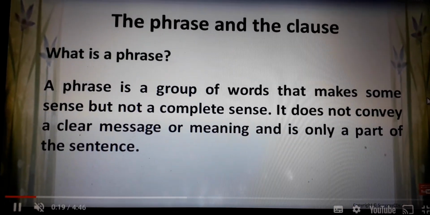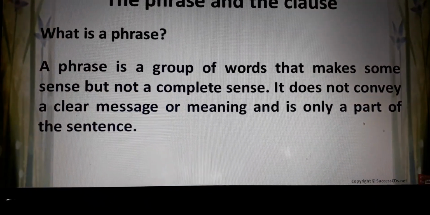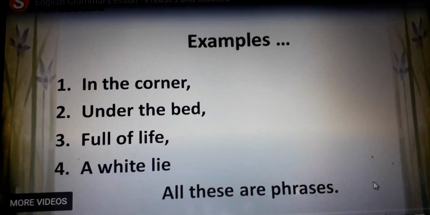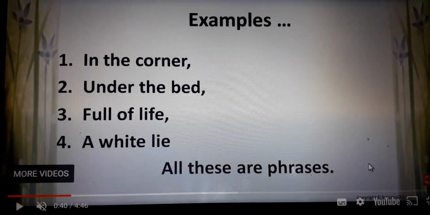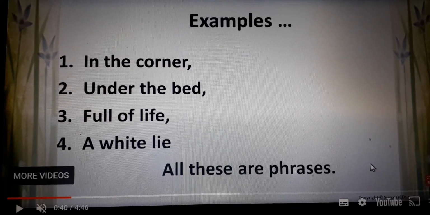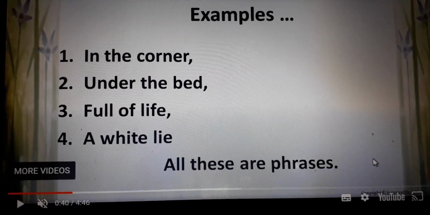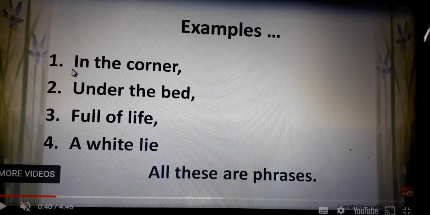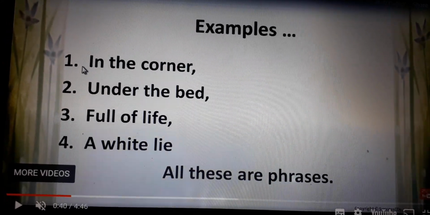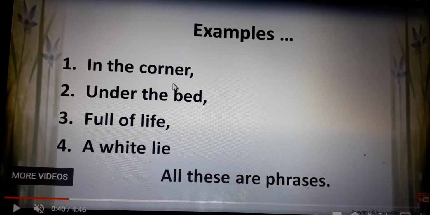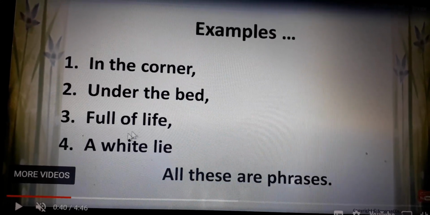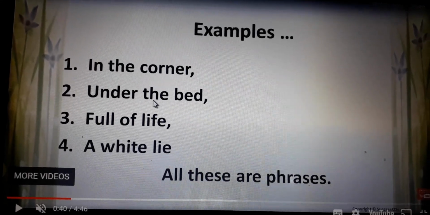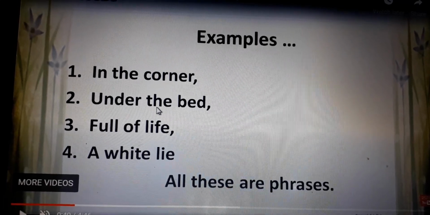Let's see some examples. The examples are: in the corner, under the bed, full of life, a white lie. All these are phrases. Now look at these examples carefully. In these examples, there is no subject and no verb. Only a phrase is there: in the corner, under the bed, full of life, and a white lie. So these are groups of words that make partial sense, not a complete sense, right?